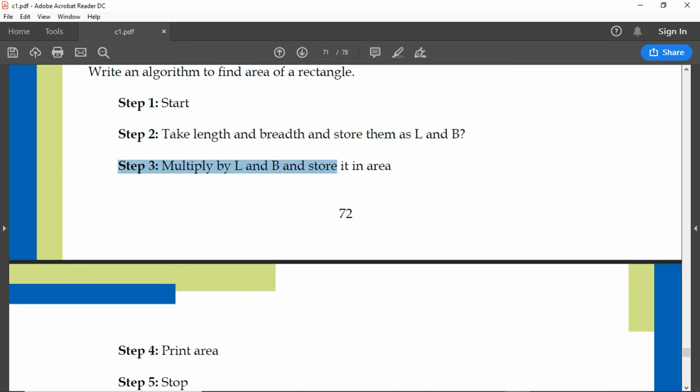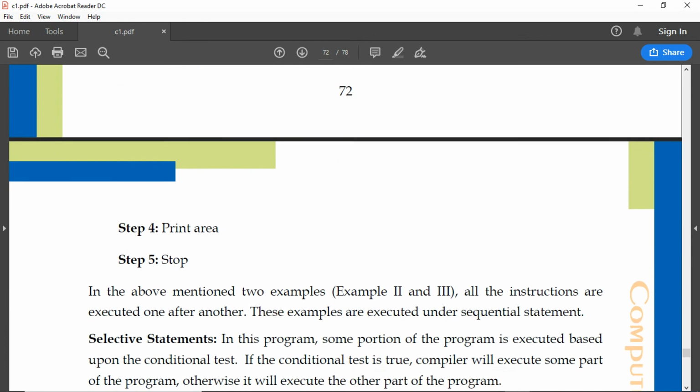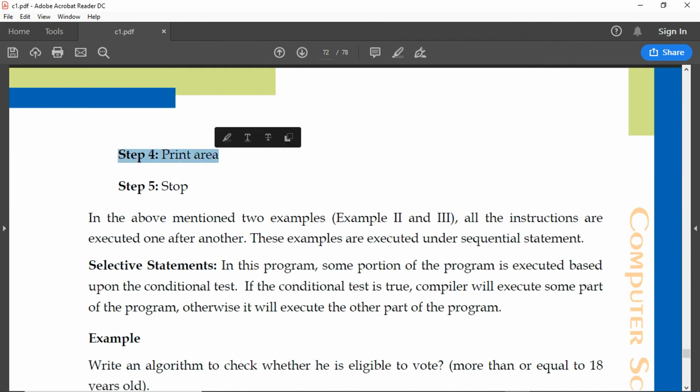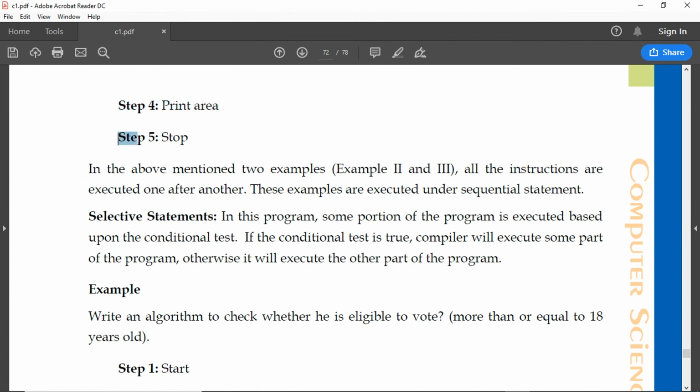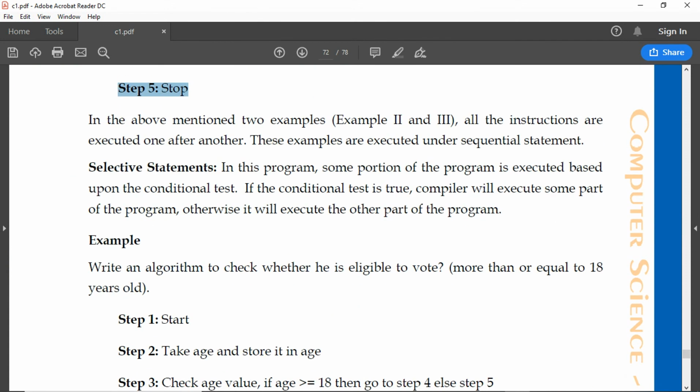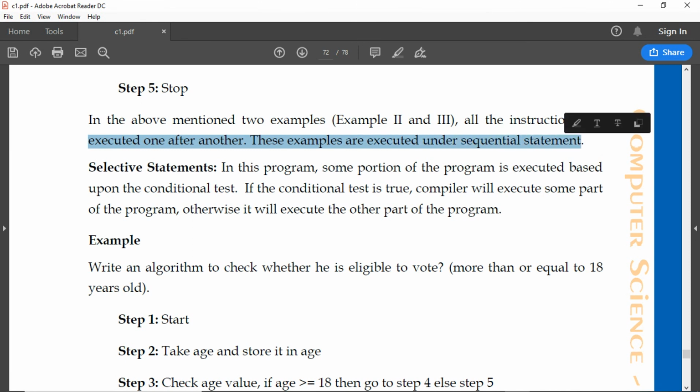Step 3, multiply by L and B and store it in area. Step 4, print area. Step 5, stop. In the above mentioned 2 examples, example 2 and 3, all the instructions are executed one after another. These examples are executed under sequential statement.